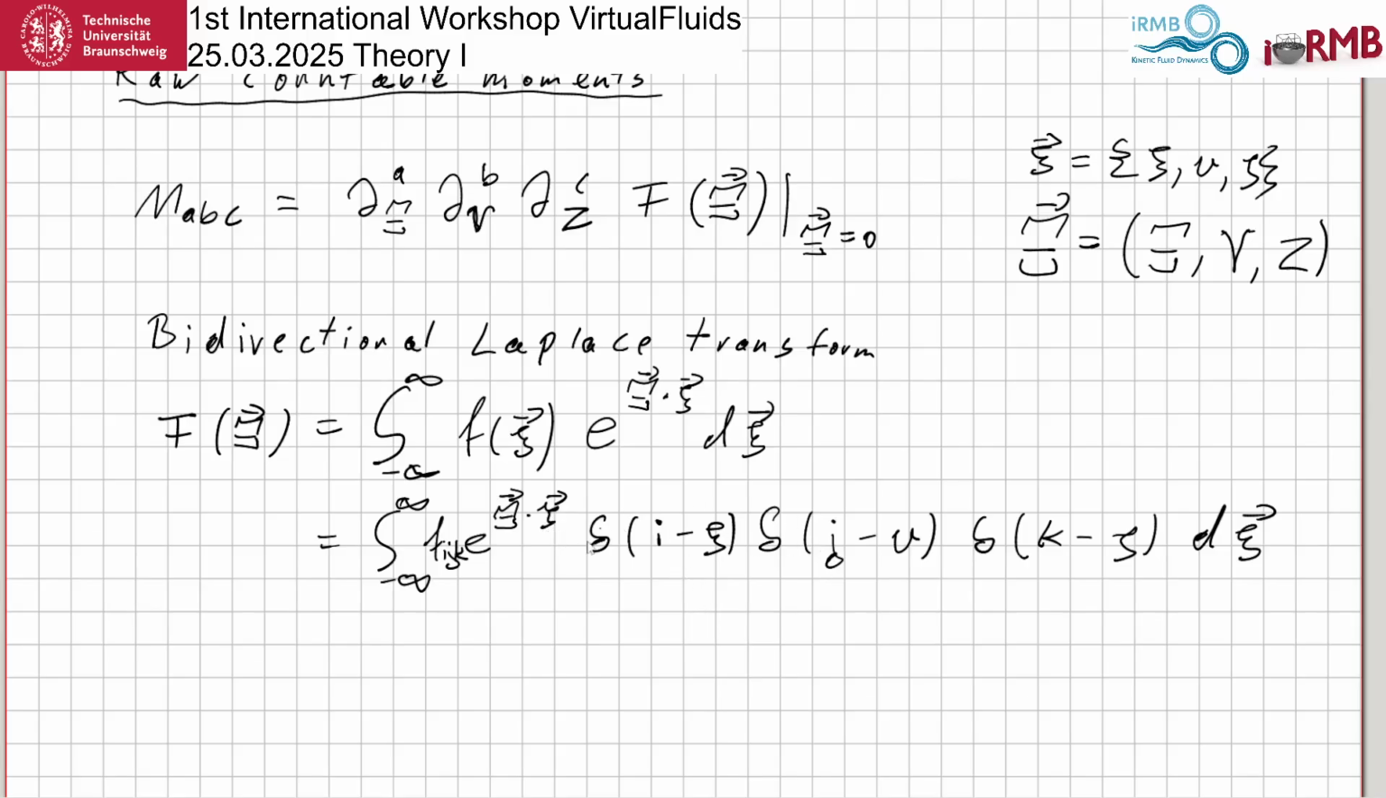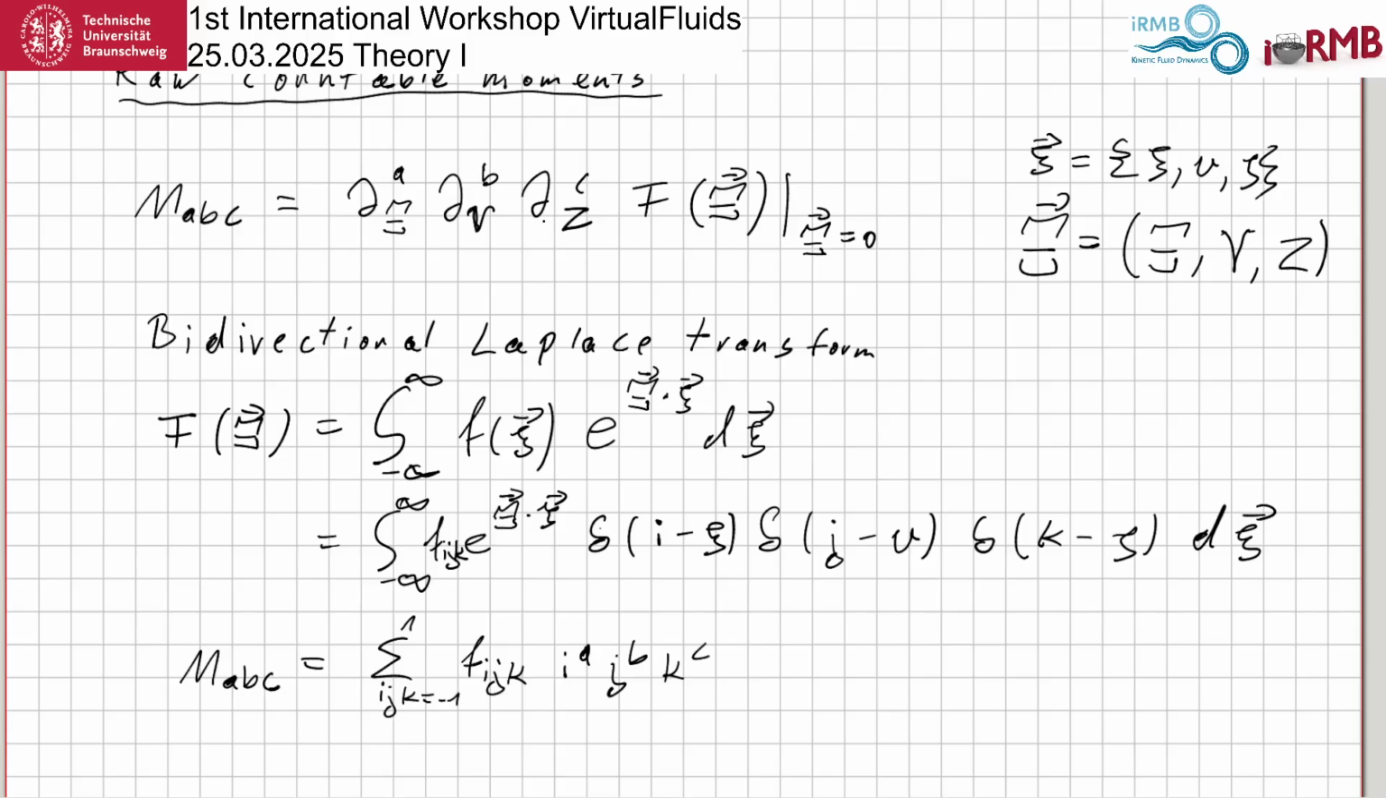So the good thing is, the Dirac delta function: when you integrate over it, it takes out the particular points in the integral, and so this simplifies such that if we take these derivatives later for M_ABC, the integral can be simplified to the integral from -1 to 1 over f_ijk, times i to the power of a, j to the power of b, and k to the power of c.